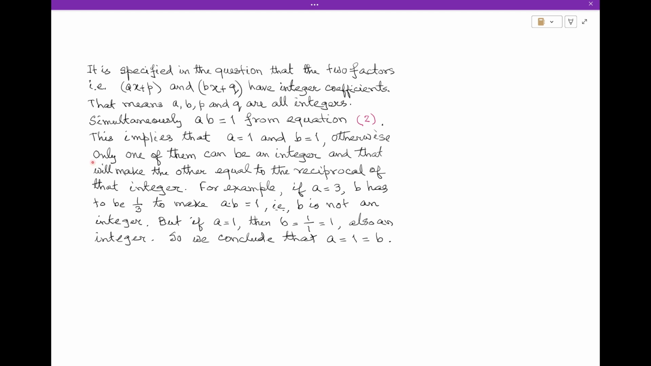Otherwise, only one of them can be an integer, and that will make the other equal to the reciprocal of that integer. For example, if a is equal to 3, b has to become 1 by 3 to make ab equal to 1. That is, then b is not an integer. But if a is equal to 1, then b is equal to 1 by 1, that is 1, which is also an integer. Therefore, we conclude that a is equal to 1 and b is also 1.